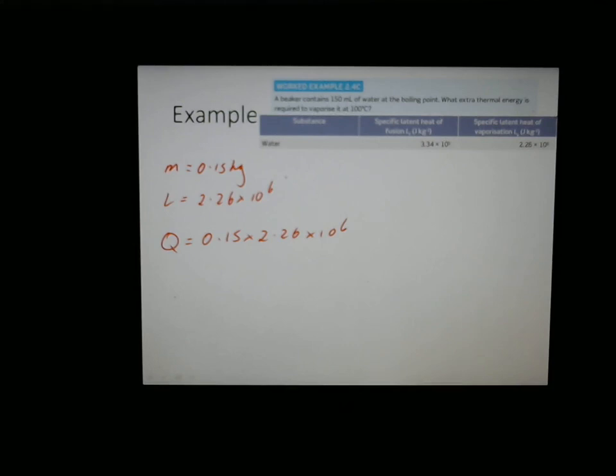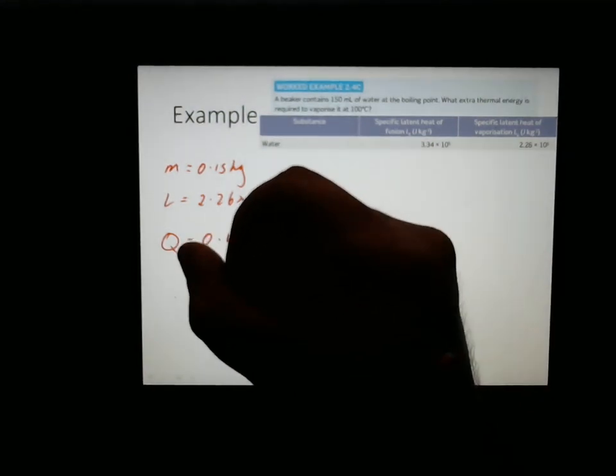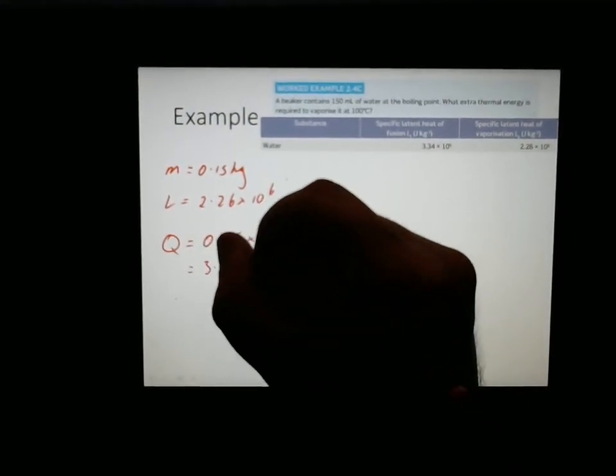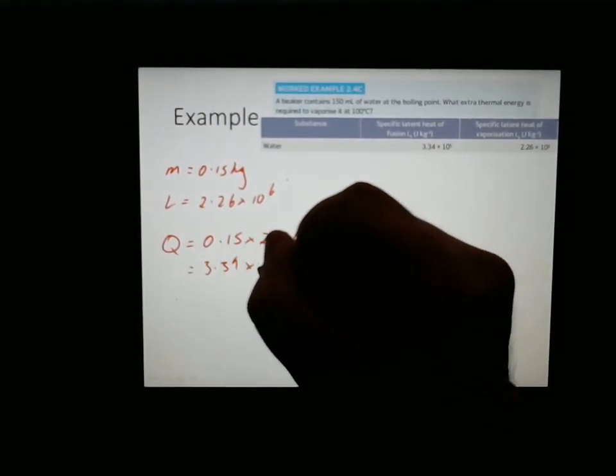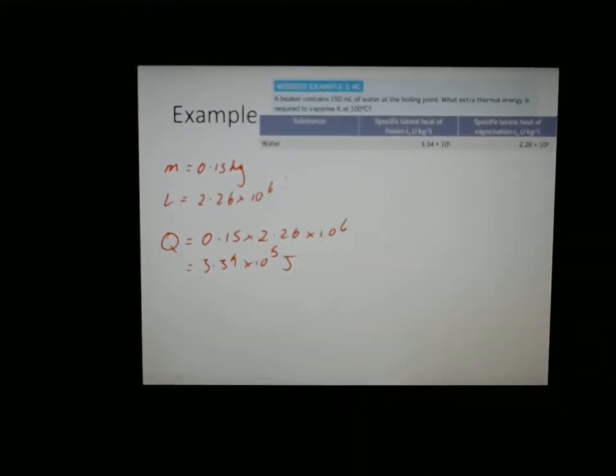2.26 times 10 to the power of 6 times 0.15, so 3.39 times 10 to the 5 joules. Right. That one was a bit easier. The only trick here was working out the mass and making sure we're reading the correct column from our tables there.